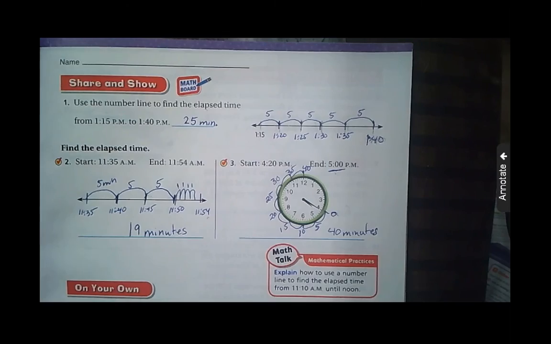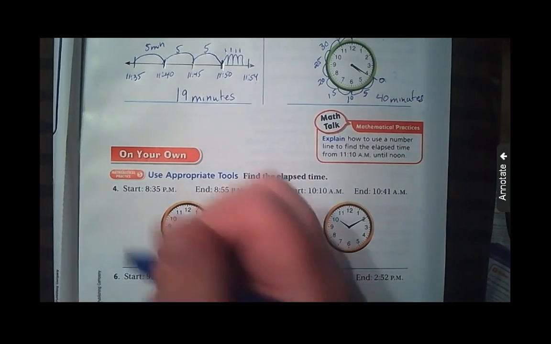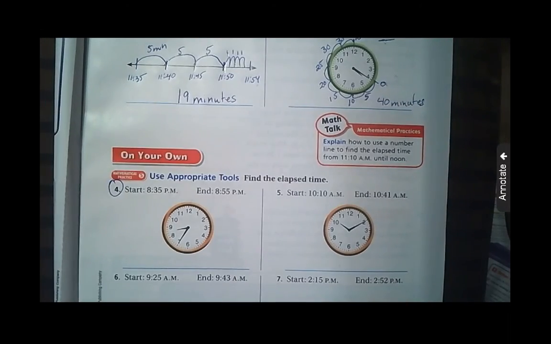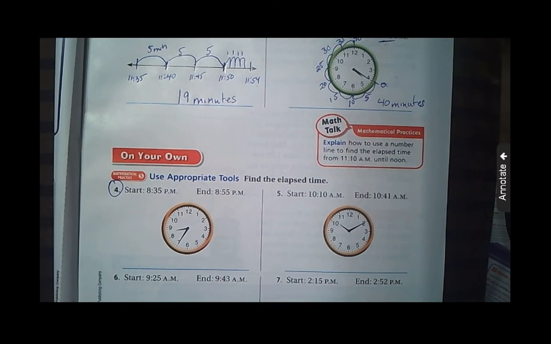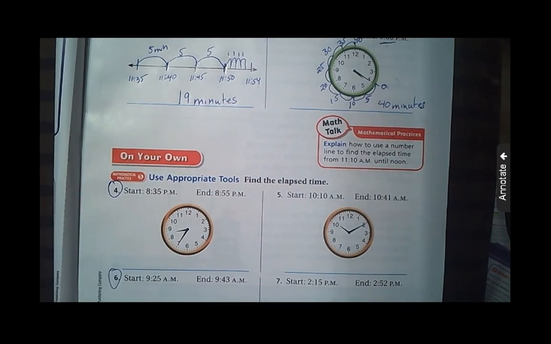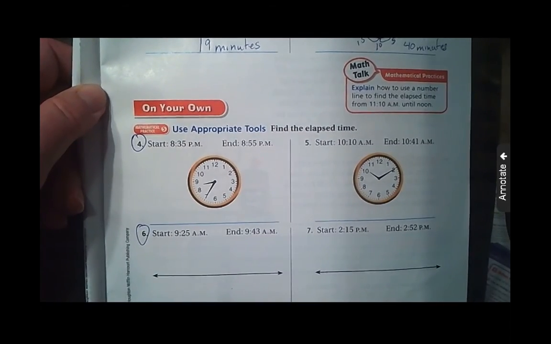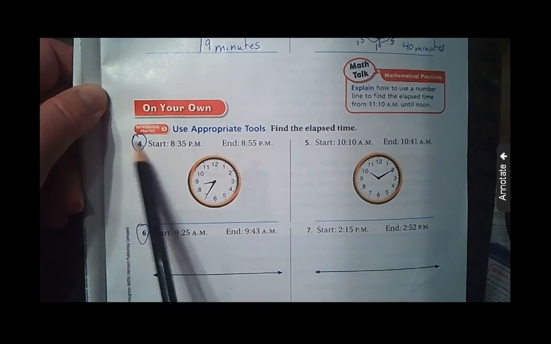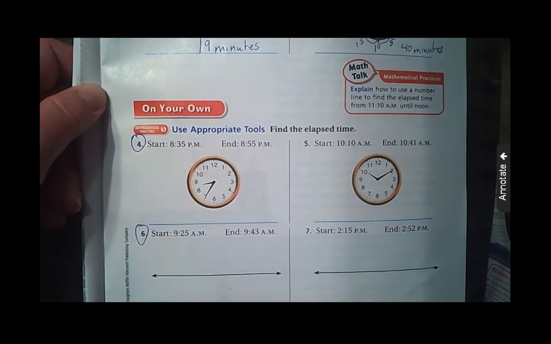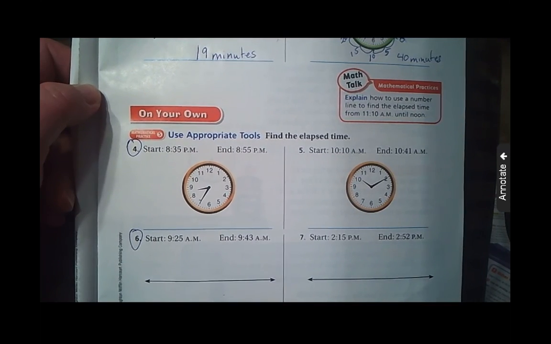All right. Take a picture of your share and show. I think for this one, for today, I'd like to just do 4. Let's do 4, and then we'll do 6. Do 4 and 6, just the 2 even ones. Take a picture for on your own. If you want to do the 5 and 7, you can do, but we'll just do the 4 and 6 for on your own. Take a picture of this page and upload it into Google Classroom. All right. Good job, 3rd grade.